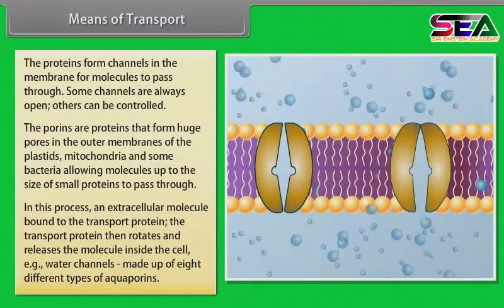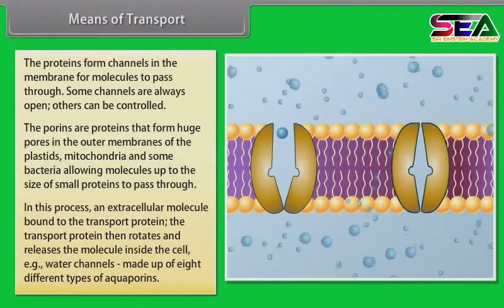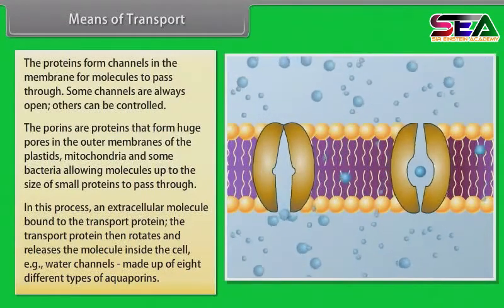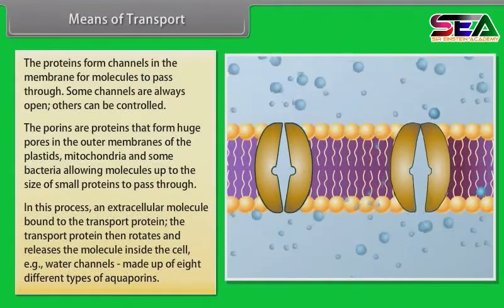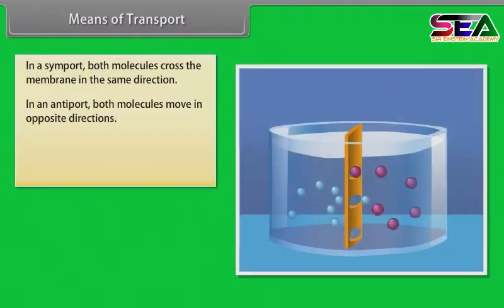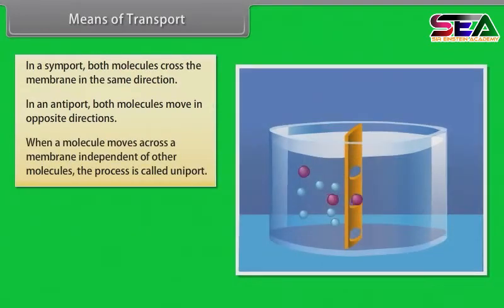In this process, an extracellular molecule is bound to the transport protein. The transport protein then rotates and releases the molecule inside the cell. For example, water channels are made up of 8 different types of aquaporins. Some carrier or transport proteins allow diffusion only if 2 types of molecules move together. In a symport, both molecules cross the membrane in the same direction. In an antiport, they move in opposite directions. When a molecule moves across a membrane, independent of other molecules, the process is called uniport.